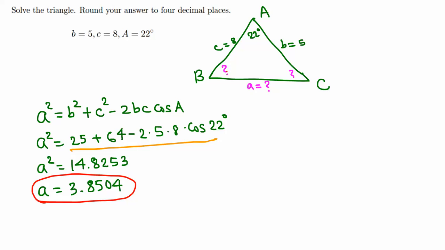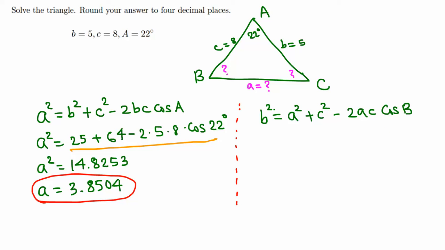Now a is known, so we need to find two angles. By the way, if we know one of these angles, then the sum of the three angles is 180, so we can find the second. For now we can use the law of sines if we like, but I want to keep writing the law of cosines. So let's find B. To find B we need to start with b squared. So b squared equals a squared plus c squared minus 2ac cosine B.